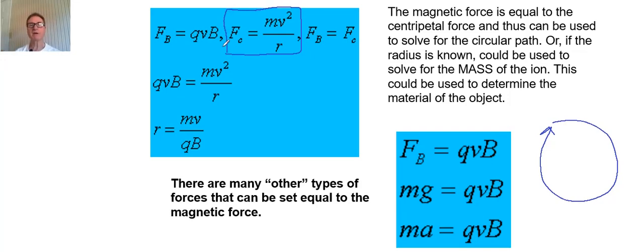Right? If it's moving in a circular path, it has some centripetal force forcing it to move in that path. So the centripetal force is mv squared divided by r.